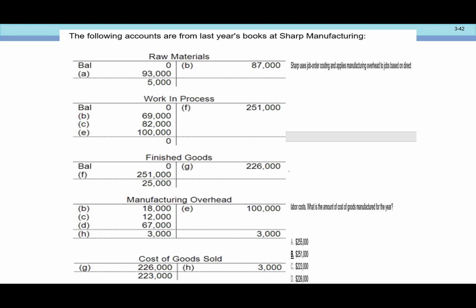So you look at this question. Sometimes I'll give a question like this and students will say, oh, that was a really hard question. I'm like, really? Why? Sharp uses job order costing. What is the amount of cost of goods manufactured? The amount of cost of goods manufactured is what is going to be transferred out of work in process and into finished goods. And so finished goods had 251 put into it, and just to make sure we're not losing our minds, work in process had 251 taken out of it. Is that the answer to this question?